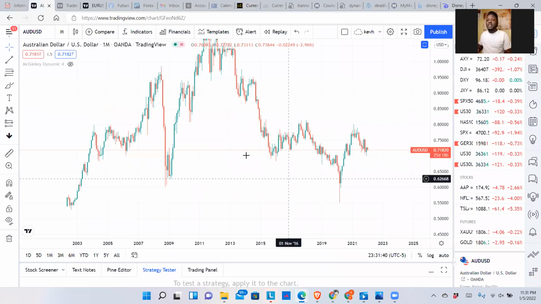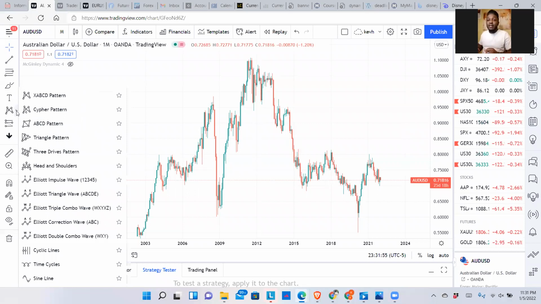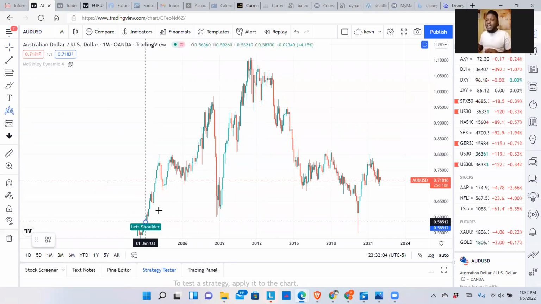But the one thing we are seeing on the monthly time frame when it comes to AUD USD, who knows what this is right here? You can go ahead and type in the chat before I drop it down for you. I already gave it away, me just coming here. But this is a head and shoulders pattern.